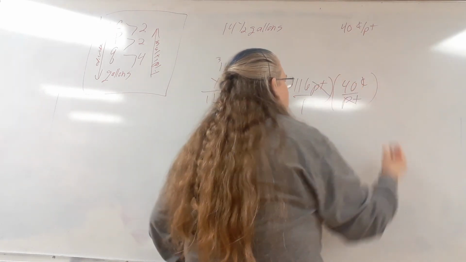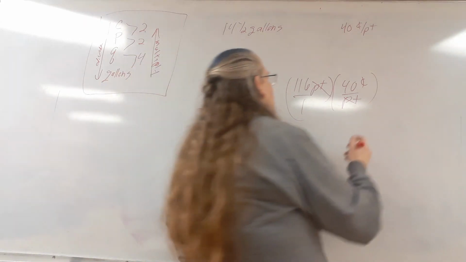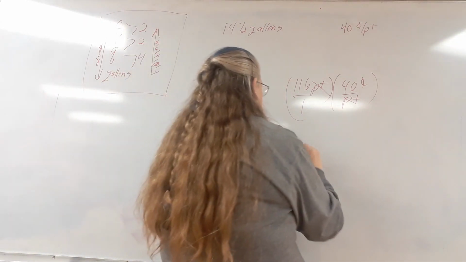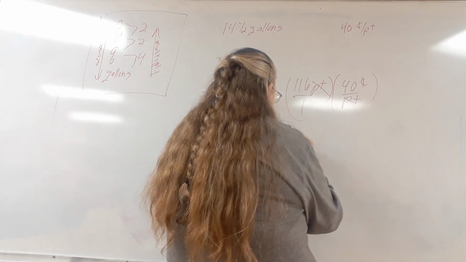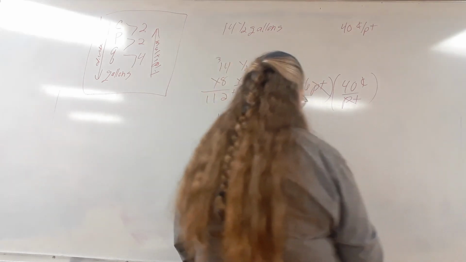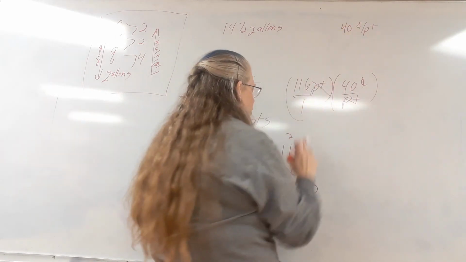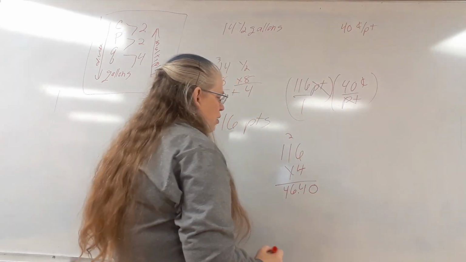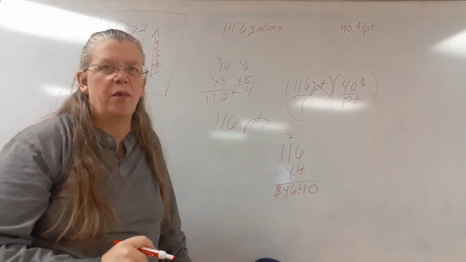We can write it like this and cancel out the units just to be sure that we know that we're multiplying. So 116 times 4. 6 times 4 is 24, 4, 5, 6. Okay, 4, 6, 4, and then we tack on the 0 because it's 40 cents, not 4 cents. Put in our decimal and we got $46.40 is how much they made.